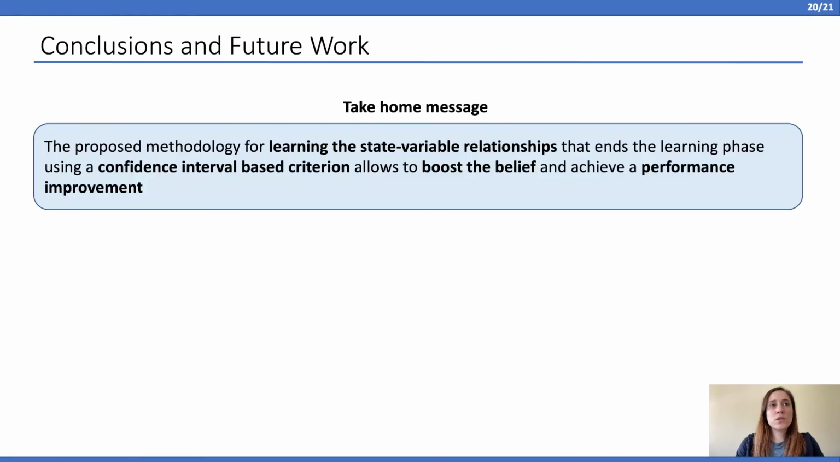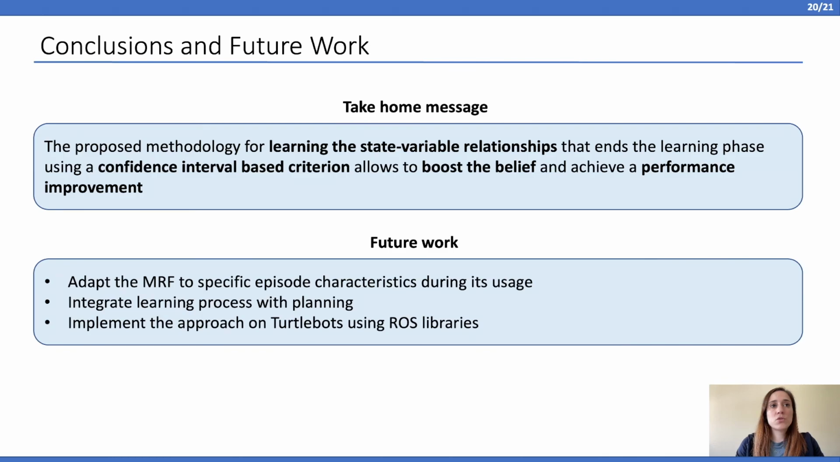To conclude, in this talk we present an approach that combines an MRF learning method with a confidence interval-based criterion to stop the learning process and to start using the MRF without performance loss. Results show that this approach is able to produce MRFs informative enough to achieve a performance improvement. Future research directions aim to adapt the learned MRF to specific episode characteristics during the application phase, and we are investigating the possibility to integrate the learning process with planning to optimally balance the exploration and exploitation trade-off.